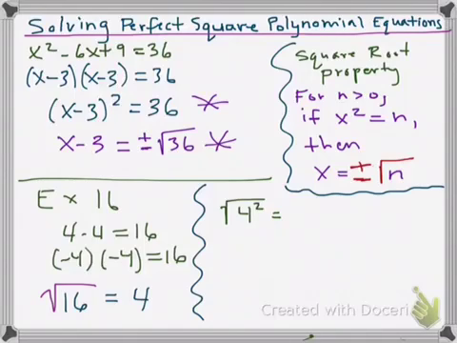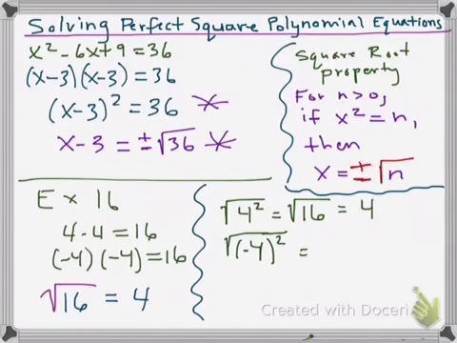So the first root of 16 is 4 squared, and then our other root of 16 is negative 4 squared. Now let's look at both. Well, the square root of 4 squared, that's the same as the square root of 4 times 4, which is 16. And the principal root, that is a positive root of 16, is 4.